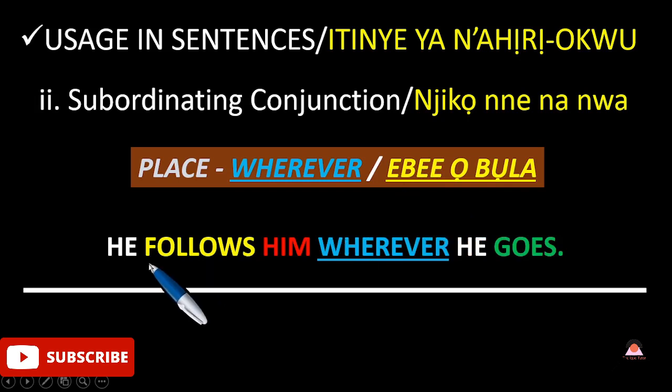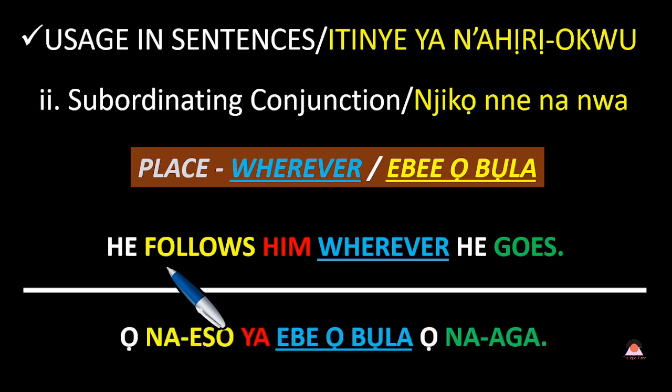Move to the sentence example. What do we have? He follows him wherever he goes. What is the Igbo version? Ọ na-eso ya ebe ọbụla ọ na-aga. Conjunction wherever, ebe ọbụla. Hope that is clear enough.